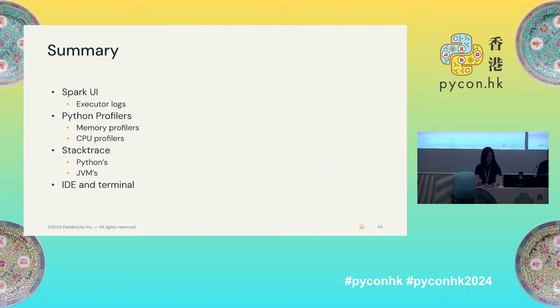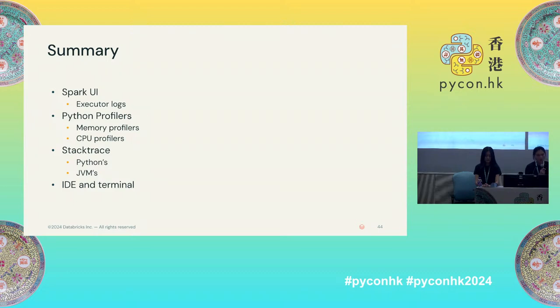Second, we talked about the Python profilers, where PySpark has two integrations. The first is the memory profiler, which uses the memory-profiler library. It will show the lines of code and how much memory each line consumes. Second, we have the CPU profiler, which is the standard Python profiler. It will show the elapsed time, so you can identify the bottleneck and then optimize.